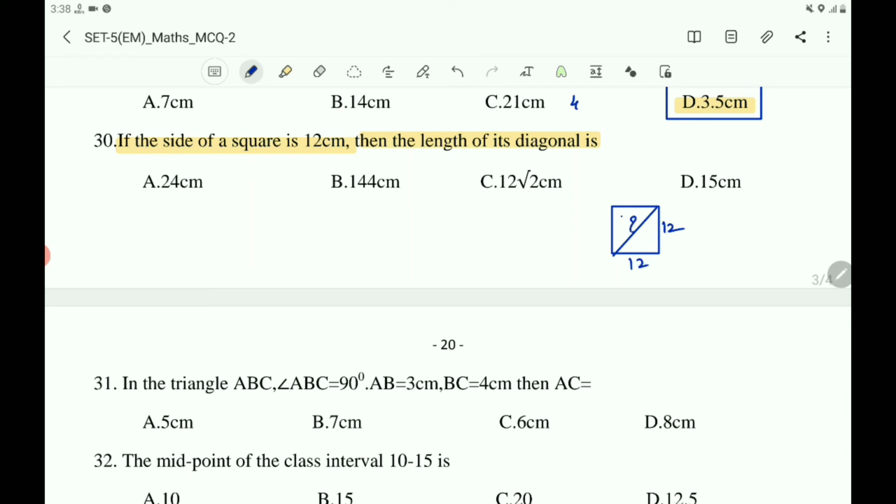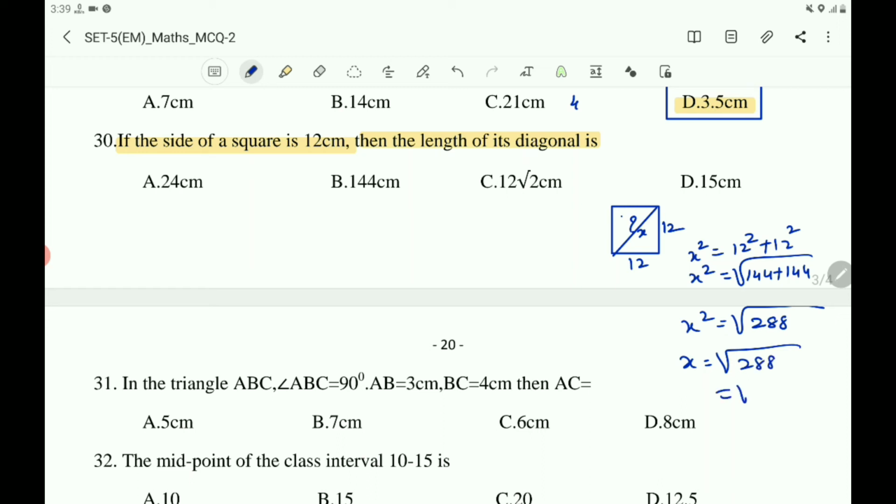Then here we have to find this. So let us consider this is x. Then you know that x square equals 12 square plus 12 square, where x is the diagonal. Then x square equals 144 plus 144, that is x square equals 288. So x equals square root of 288, which you can convert into a square number times some other number, 144 into 2. Then what is the square root of 144? That is 12 root 2.